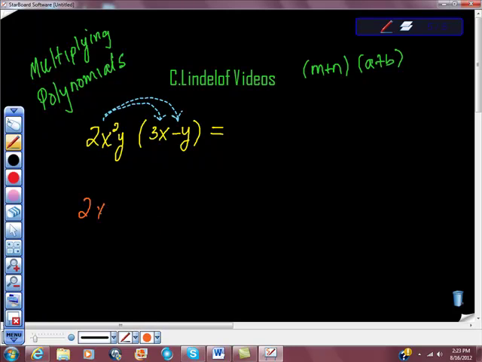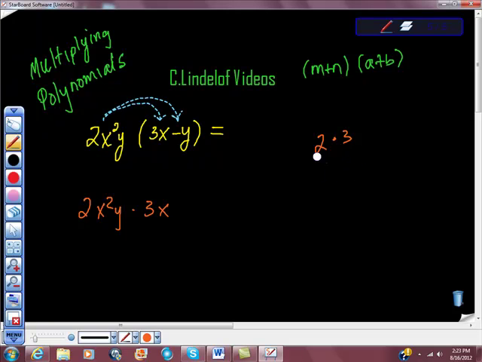We have 2x squared y times 3x. And all I'm saying to you is this. I'm not going to distribute these things. I'm just going to rearrange this, because there's something called the commutative property of multiplication, which means you can move the pieces around. A really simple example would be that 2 times 3 is exactly the same as 3 times 2. It doesn't matter what order I put it in.